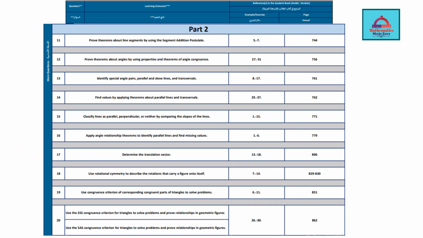So in today's video, we are going to focus on some more questions, especially from part 2 of exam coverage. So let's get started from the video and see what questions we are learning today. Welcome to today's video. In today's video, we'll be solving some questions on parallel, perpendicular, and neither line.